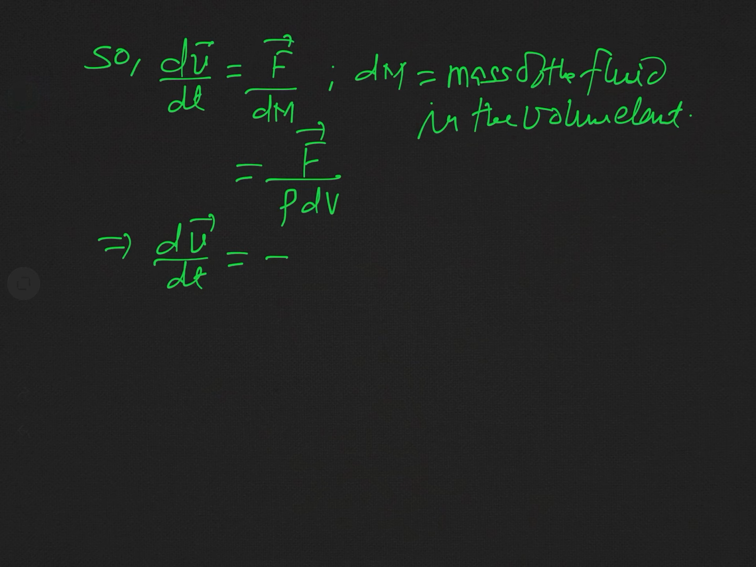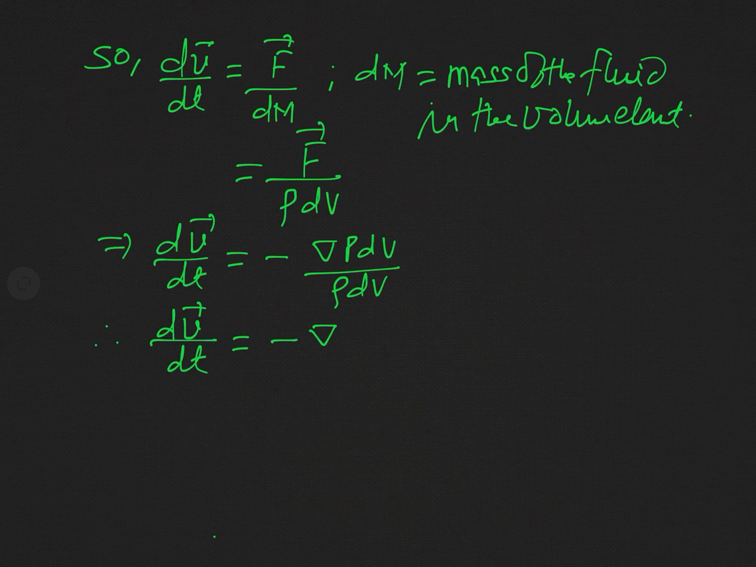So dv by dt will be minus del P dv divided by rho dv. And you can see finally we get this dv by dt is equal to what? This is minus del P by rho.